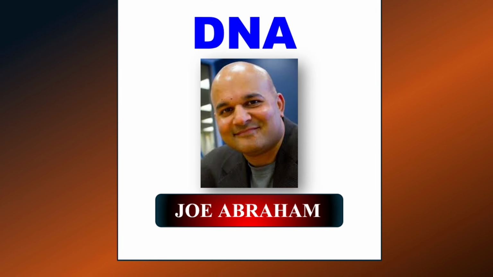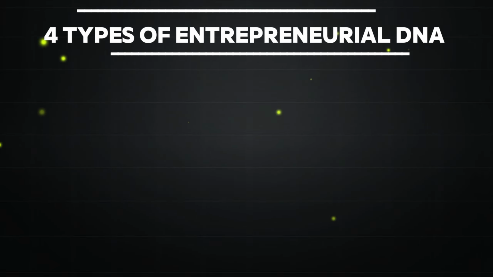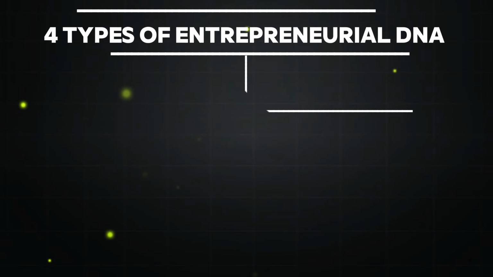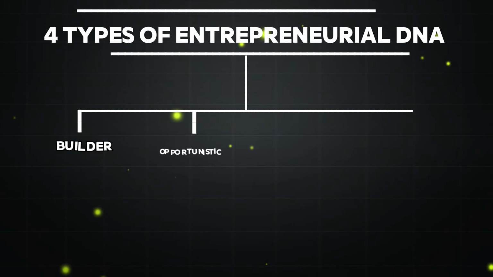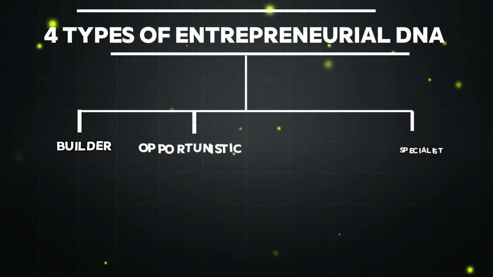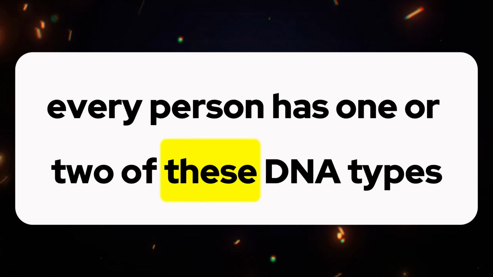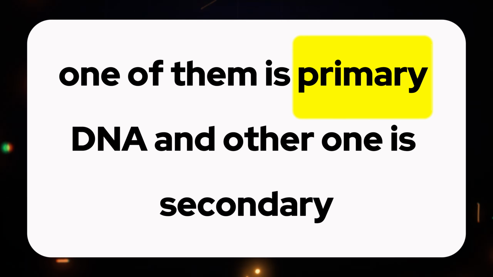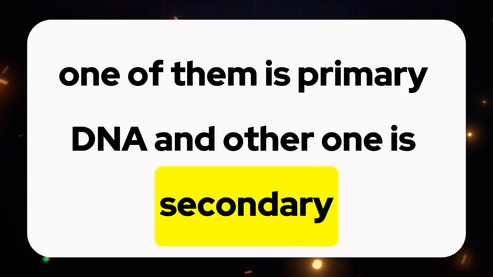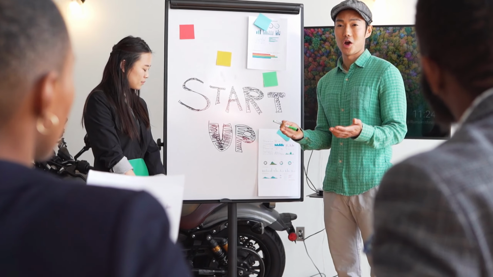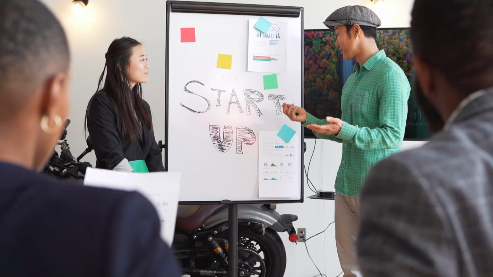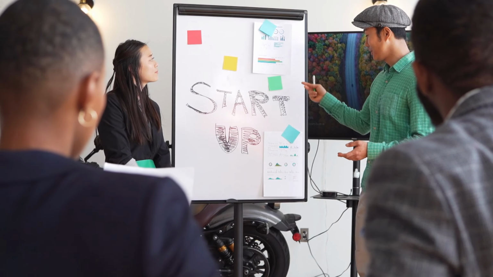According to Entrepreneurial DNA by Joe Abraham, there are 4 types of entrepreneurial DNA: the builder DNA, the opportunistic DNA, the specialist DNA, and the innovator DNA. Every person has one or two of these DNA types. One of them is primary DNA, and the other one is secondary. We are going to talk about it in detail in the next video. For this video, let's just check out what kind of DNA you have.